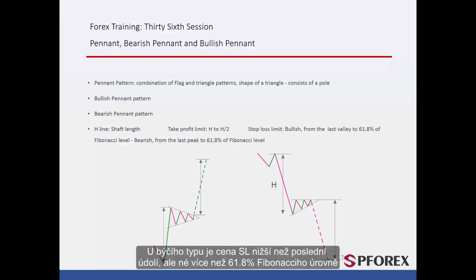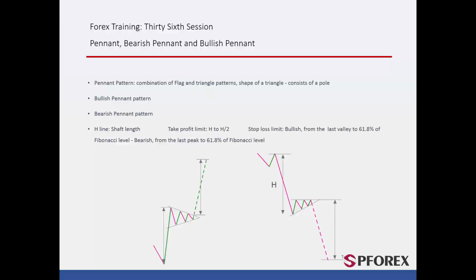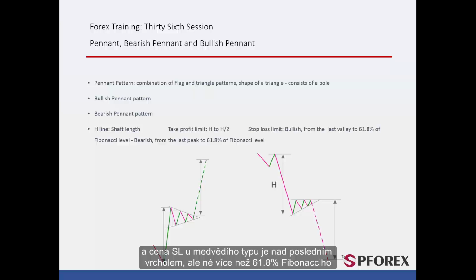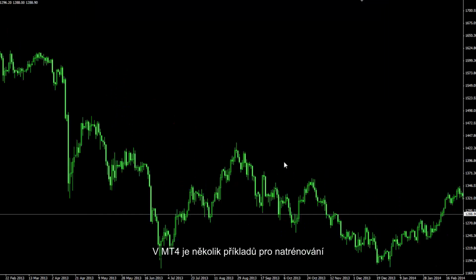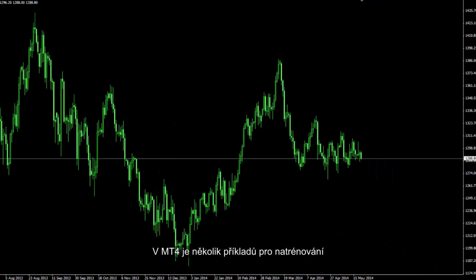In a bullish type, SL price is lower than the last valley until 61.8% of the Fibonacci level, while SL price in a bearish model is above the last peak until 61.8% of the Fibonacci level. Several examples can be reviewed on MetaTrader 4 for further practice.